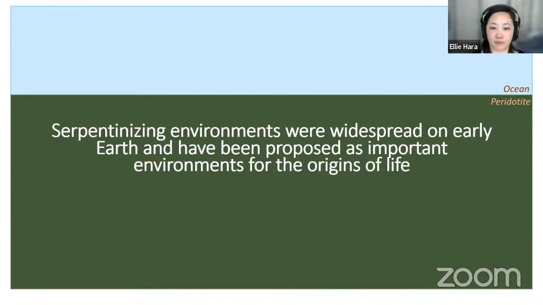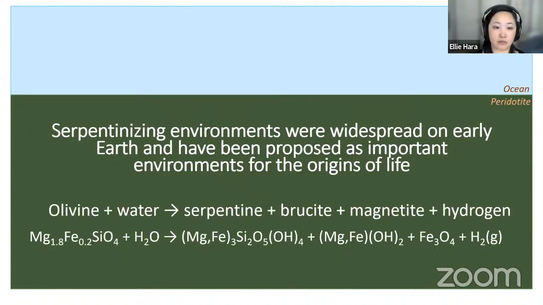We think that these environments were widespread on early Earth, and they have been proposed as important environments for the origin of life. Serpentinization is simply a hydration reaction that occurs pretty much everywhere. We don't see it restricted to early Earth and modern day Earth, but we think that serpentinization may even be occurring underneath Europa's or Enceladus's oceans, and there's evidence of past serpentinization occurring on Mars.